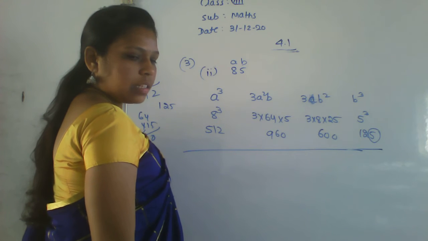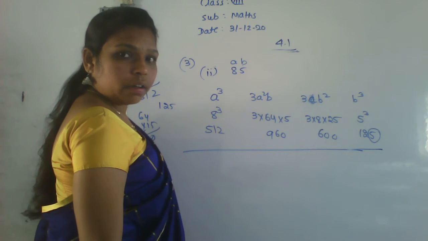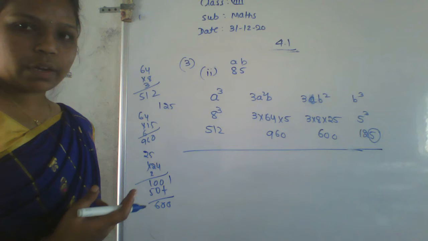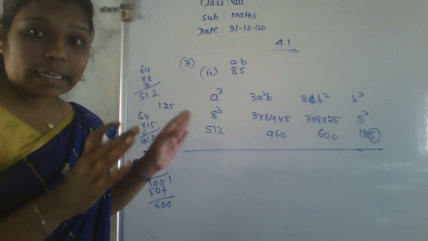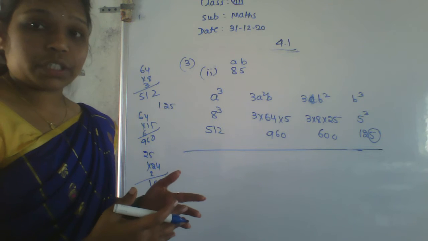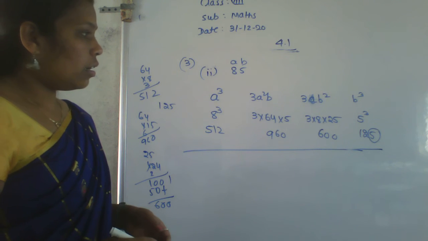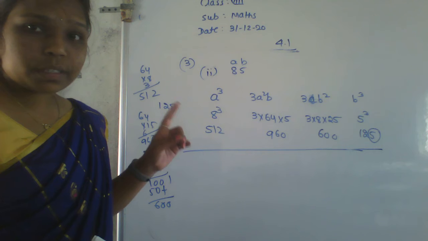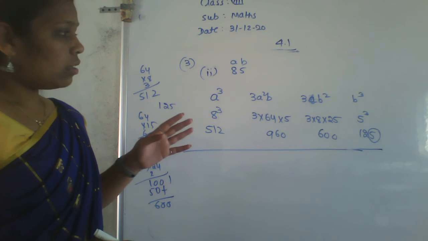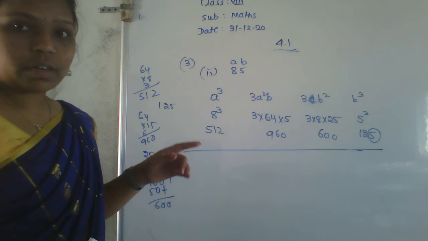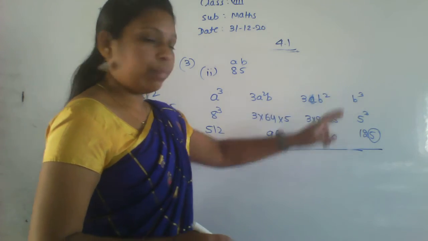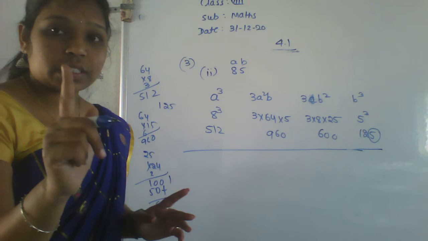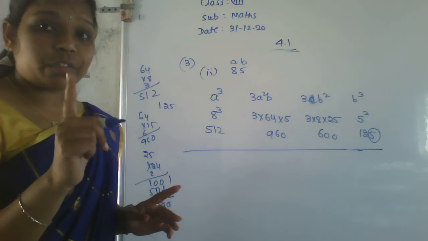What we did in the last problem? I think we did it wrong. We left the b cube value in that one. Observe this one properly. If there is any mistake, then make the correction. I didn't tell about b cube. It's wrong. So now observe here: a cube, 3a square b, 3ab square, b cube. Make the correction from the first problem.